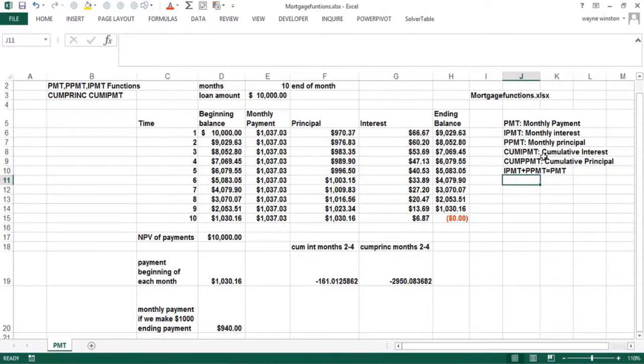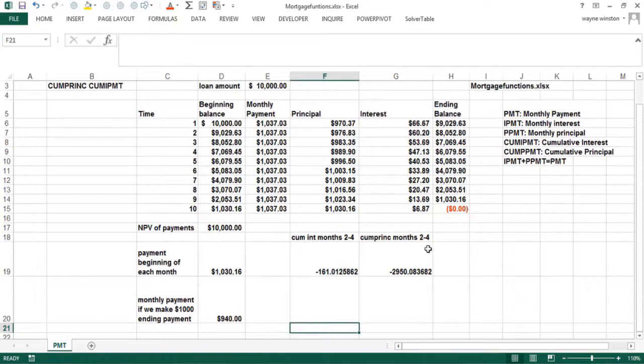CUMIPMT means basically your cumulative interest over a set of months. CUMPRINC, someday your prince will come, will give you the cumulative principal over a set of months. So let's get started learning about this.